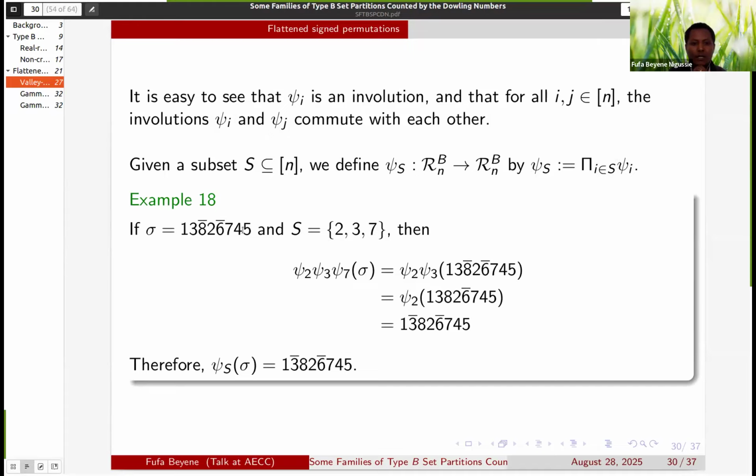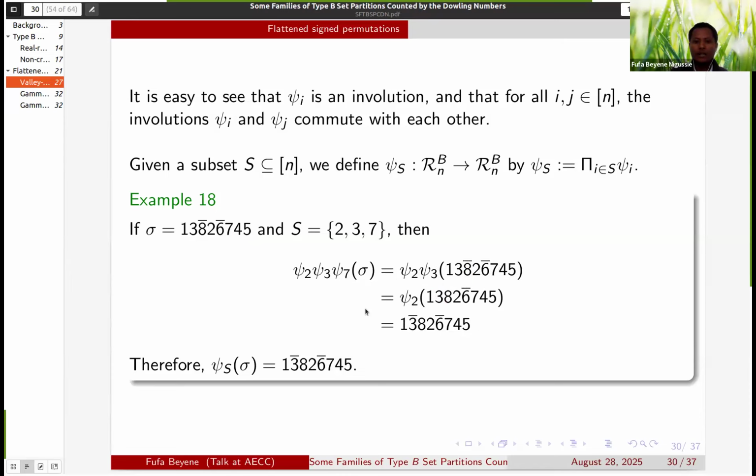Psi 7 means you look at position 7, which is 4. 4 is bottom because it is starting this run, an M run, and therefore we do nothing. Sigma and its inverse under psi 7 are the same. Then applying psi 3, the third position is 8 bar. According to our definition, we unbar this, so we have positive 8. And applying psi 2 at position 2, we have 3, so we bar it, getting 1 3 bar 8, 2 6 bar 7, 4 5.